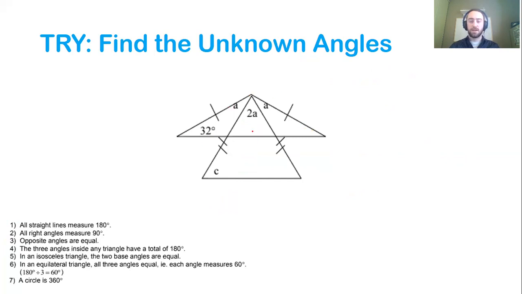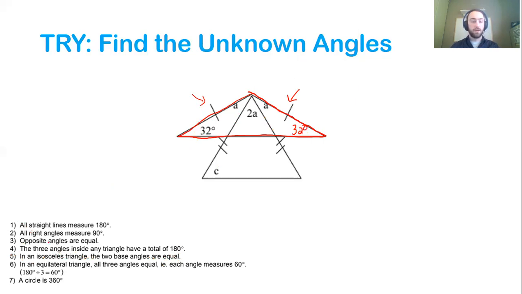So what are we looking at here? This looks a bit more confusing than our other questions, but really it's not. At first, we have an isosceles triangle on the outside here. How do we know it's an isosceles triangle? Well, both these sides are the same length. So if we go down to our rules, in an isosceles triangle, the two base angles are equal. So if this is 32 degrees here, we know that this is also 32 degrees here.